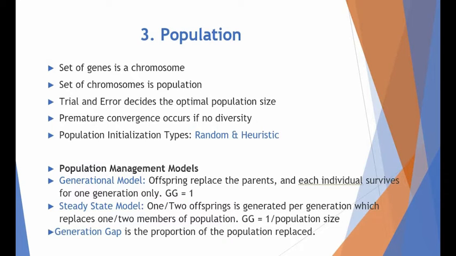In a steady state model, 1 or 2 offspring are generated per generation, which replace 1 or 2 members of the population. So we take GG equals 1 over population size. Generational gap is the proportion of the population replaced.